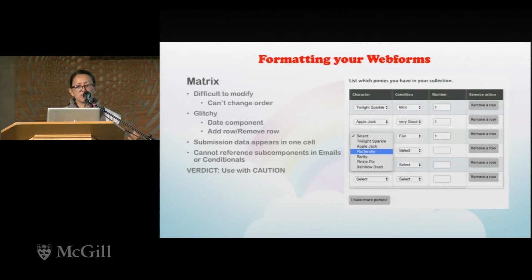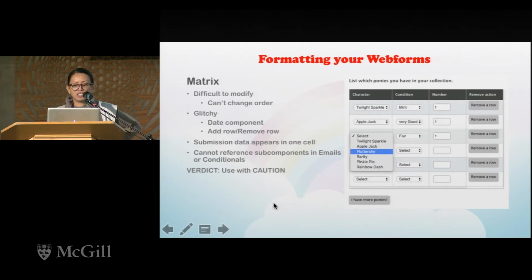Because the matrix has its own built-in set of components, subcomponents, sometimes it can be difficult to modify. For instance, you can't always change the order successfully, and they don't always work as well as they should. And it can sometimes be glitchy with the date component and the add row and remove row functions. And it's interesting because all of these components are actually just a single component.